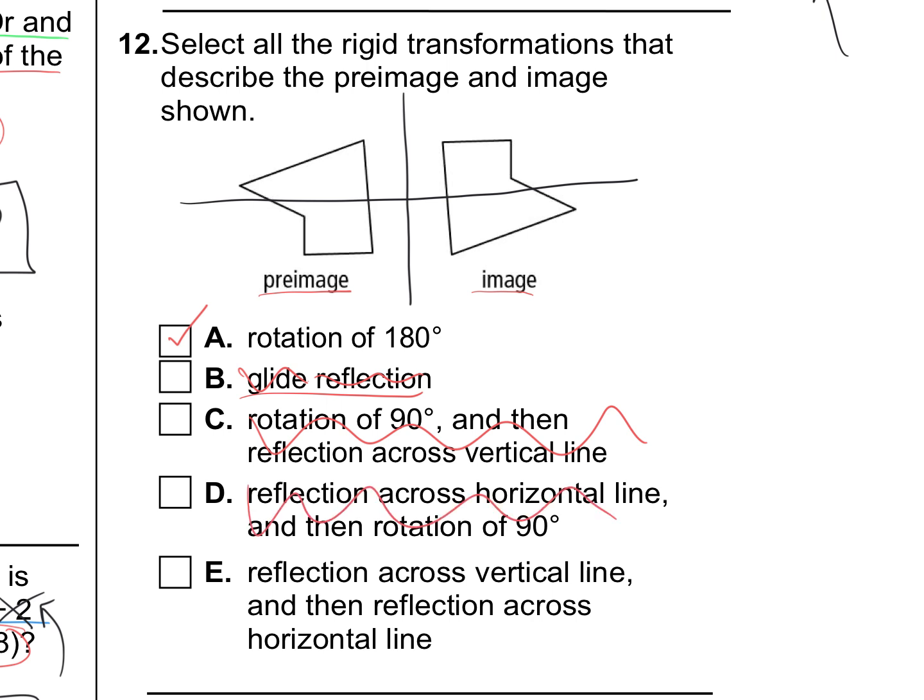This last one, reflection across the vertical line. If I reflect over the y-axis, and then I reflect it across a horizontal line, which could be our x-axis, would that get it mapped onto its image? It actually would. Here's my point. That point would end up over here, and then if I reflected it over that x-axis, do you agree that point would end here? Yes, so that's why E is also an option.